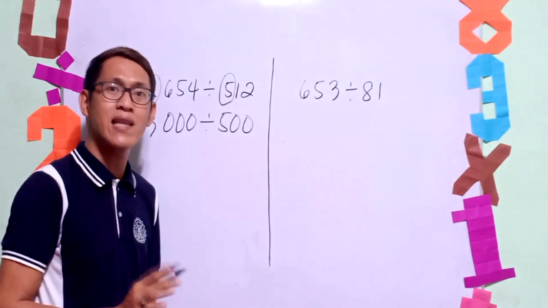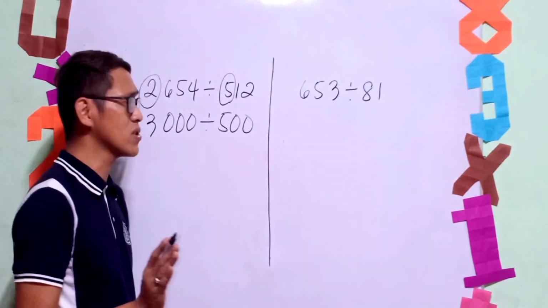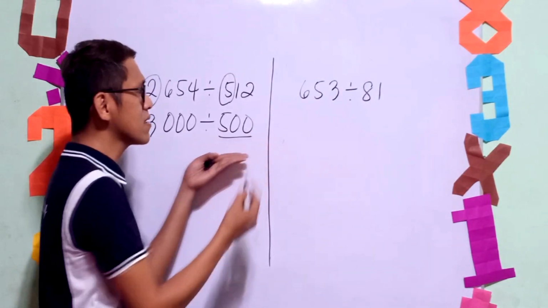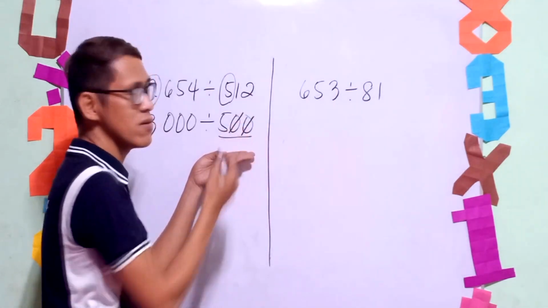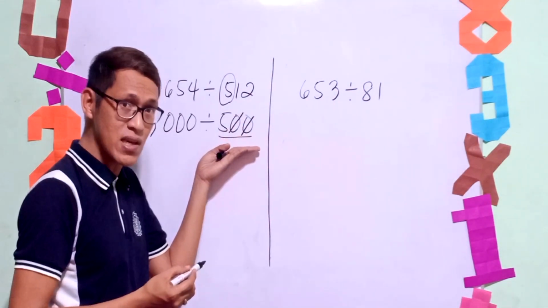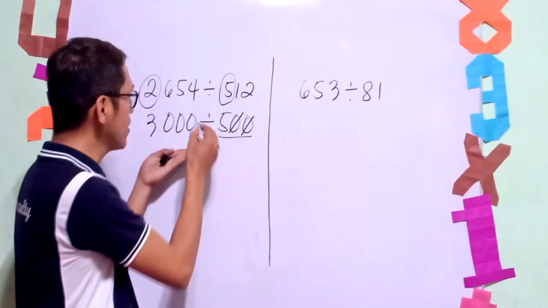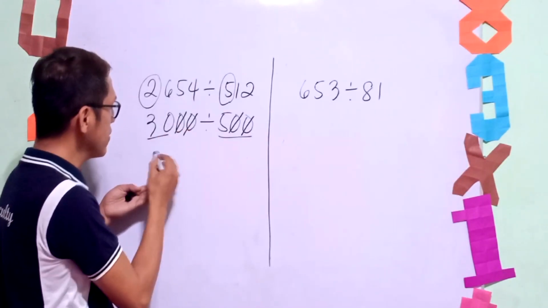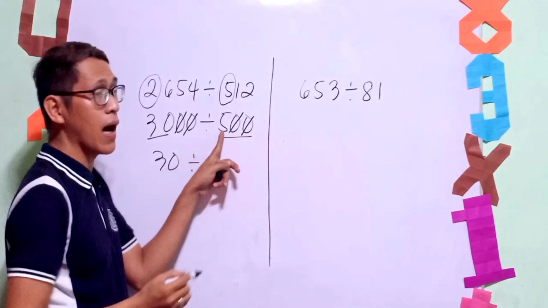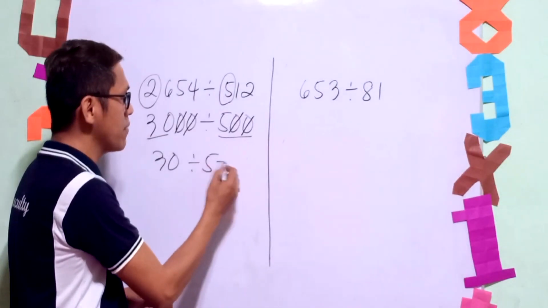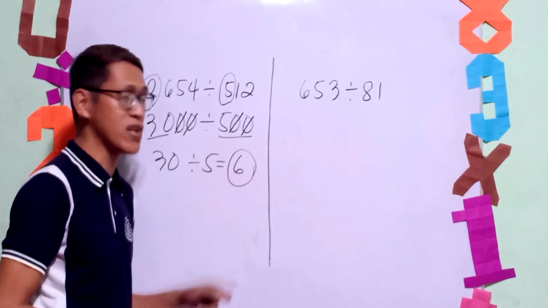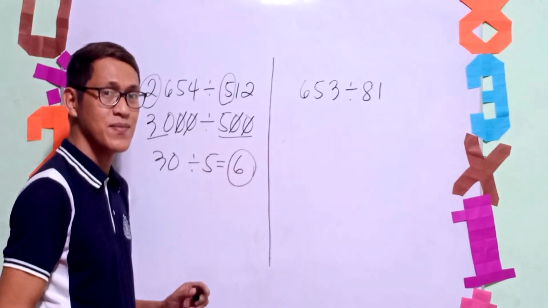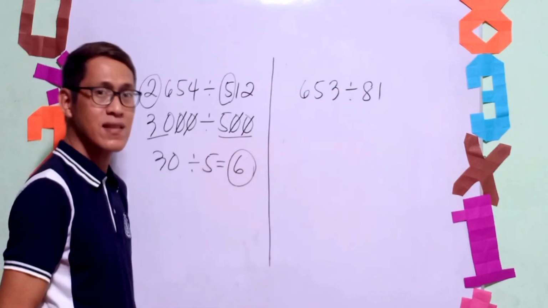Again, before you divide, cancel first the zeros. Start with the divisor. This time, there are 2 zeros in the divisor. So cancel the 2 zeros. You cancel 2 zeros here, cancel also 2 zeros here. So what is left? 30 divided by 5. So 30 divided by 5, that will give us 6. So the estimated quotient is 6. What about the next example?